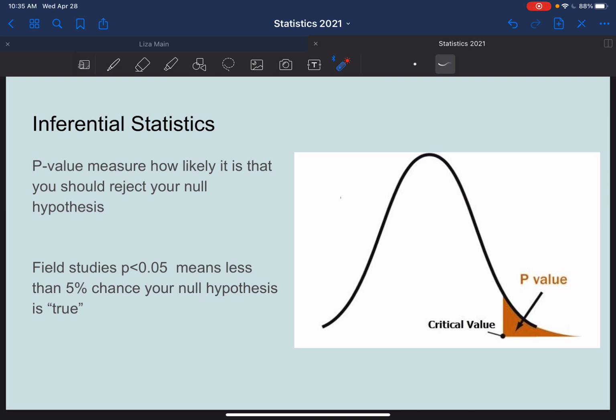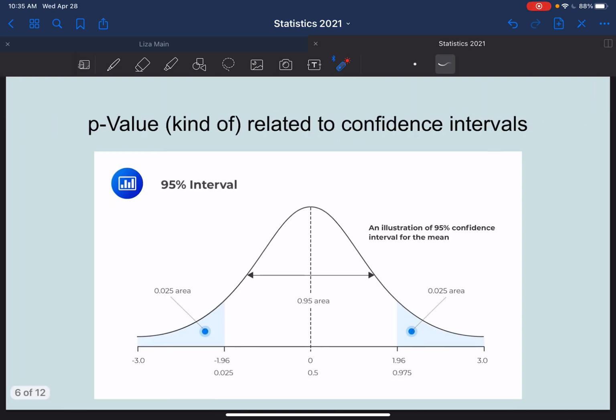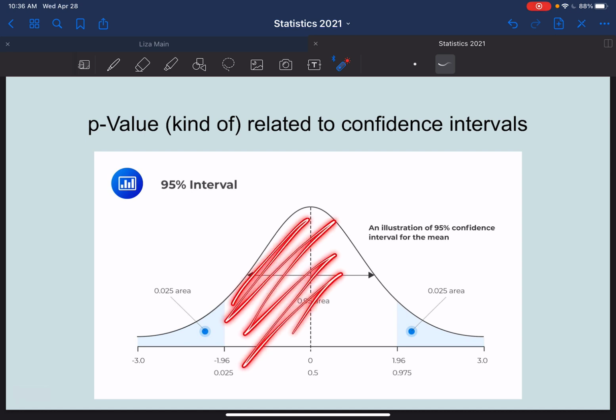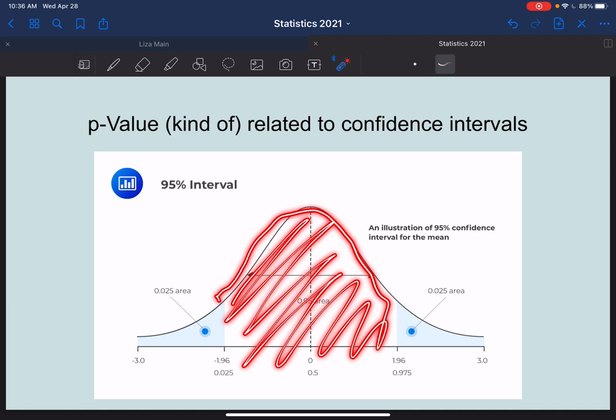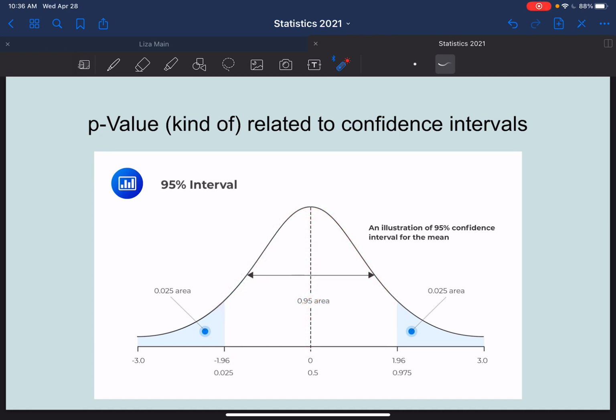Okay, so let's look at that another way. So here it is. If you guys are in statistics, you've probably seen the confidence interval, which is where 95% of the values fall. And then in this little area, if you fall outside that 95%, it is statistically an outlier.